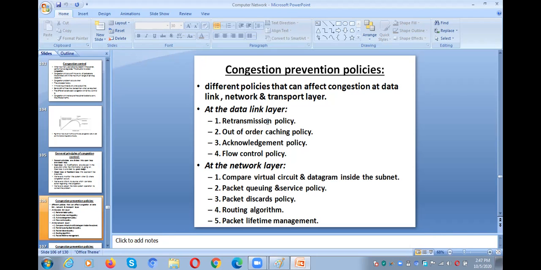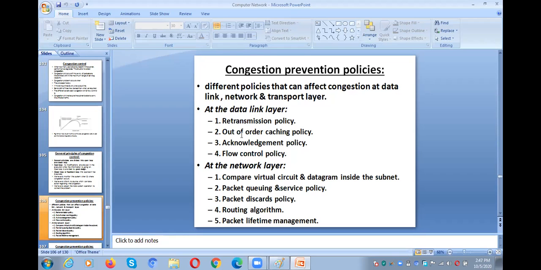Selective repeat will retransmit only the damaged frame, not all the frames. Whereas in go-back-N, we need to retransmit all the frames after the last frame. So that is the reason why we need to choose selective repeat. And then the out of order caching policy.